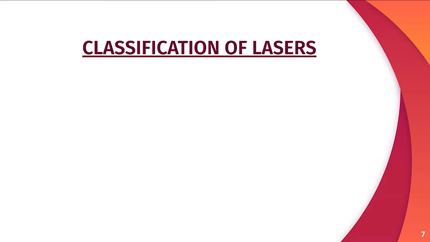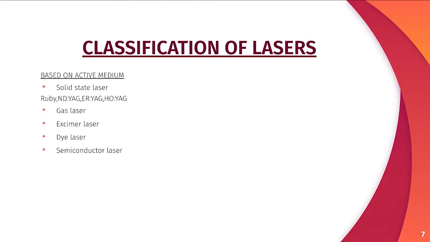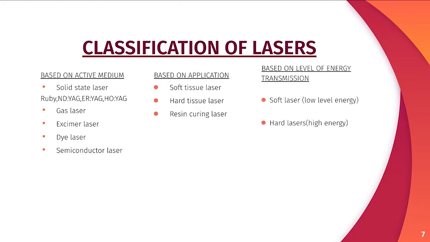Now we will see classification of lasers. Lasers are classified based on active medium: solid state laser, ruby and Nd:YAG, erbium YAG, holmium YAG laser, gas laser, excimer laser, dye laser, semiconductor laser. Based on application: soft tissue laser, hard tissue laser, resin curing laser. Based on level of energy transmission: low level energy, that is soft laser, and high energy, that is hard laser.